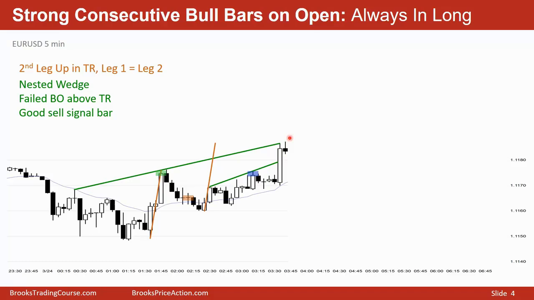And the market right now is very close to a leg 1, leg 2 measured move up, leg 1, pullback, leg 2. Therefore, this is a resistance area. We have a nested wedge and a measured move. And the rally is not especially strong.